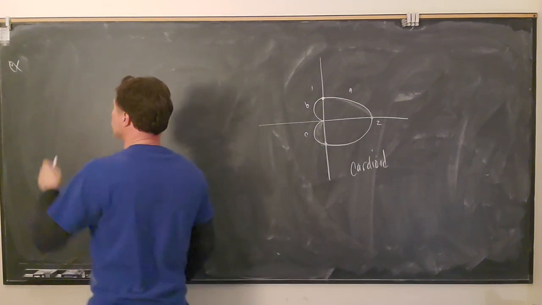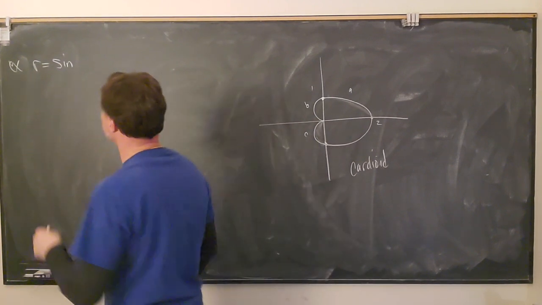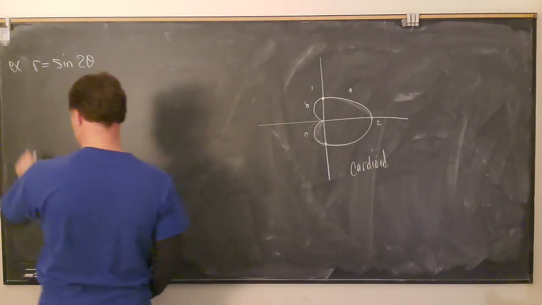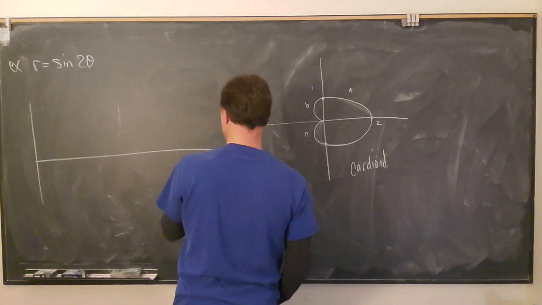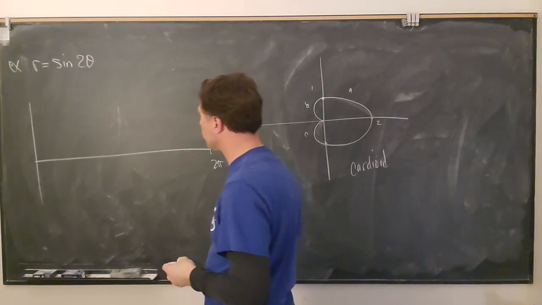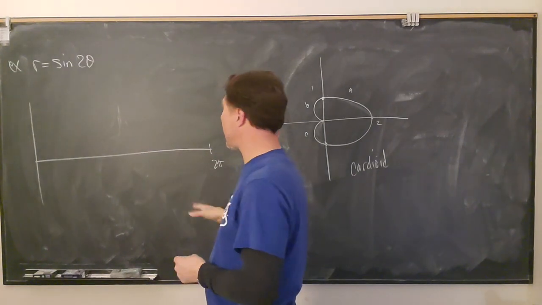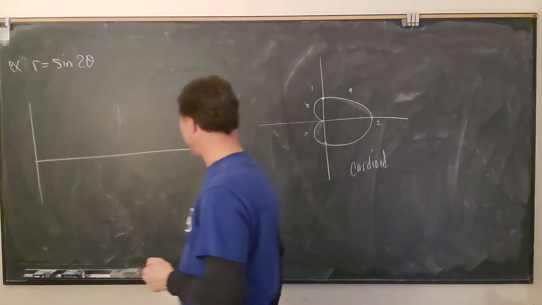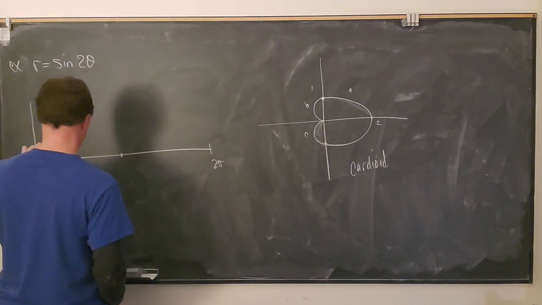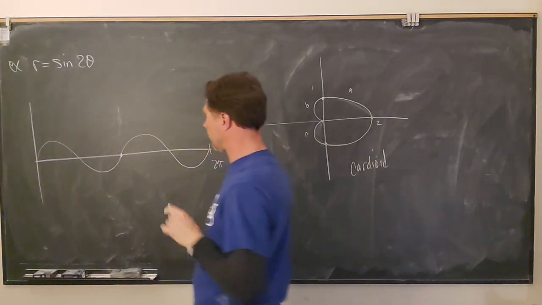So let's do this one: r equals sine of 2 theta. I'm going to go out to 2 pi. Typically if I go to 2 pi, that's usually enough. Now, when you put a 2 theta in here, what that does is it speeds up the period. So from 0 to 2 pi, it's actually going to complete two complete cycles of the sine graph. So there's one, and there's the second one.